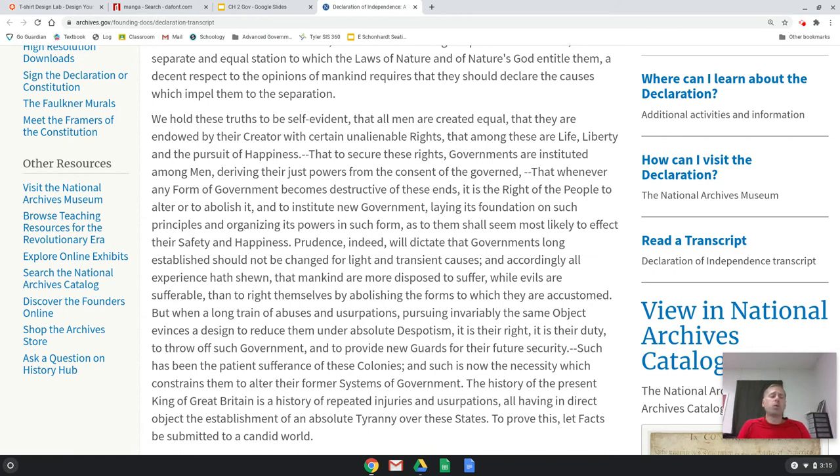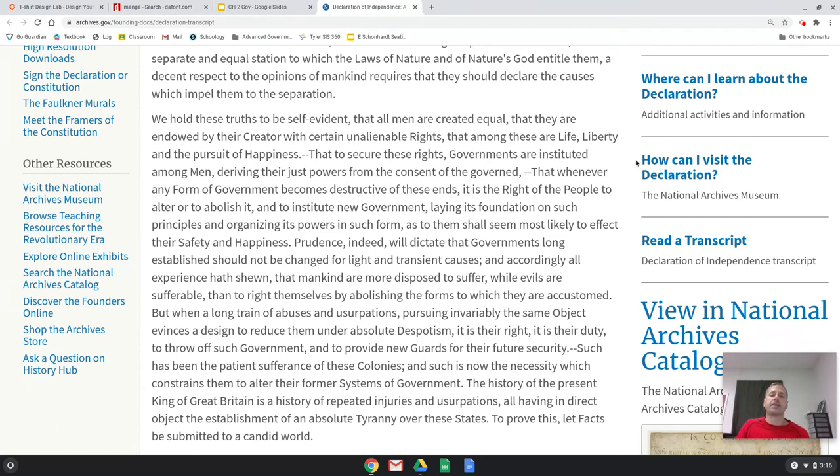And the reason why he changed property to pursuit of happiness is because of the issue of slavery. He knew that if he used John Locke's three natural rights, including property, some people would say, oh, I have an unalienable right. I have a God-given right to own property. Slaves are property. I have a God-given right to own slaves. And he said, we're not getting into slavery. We don't need to discuss it. Our goal right now is to break away. So he changed it to pursuit of happiness.